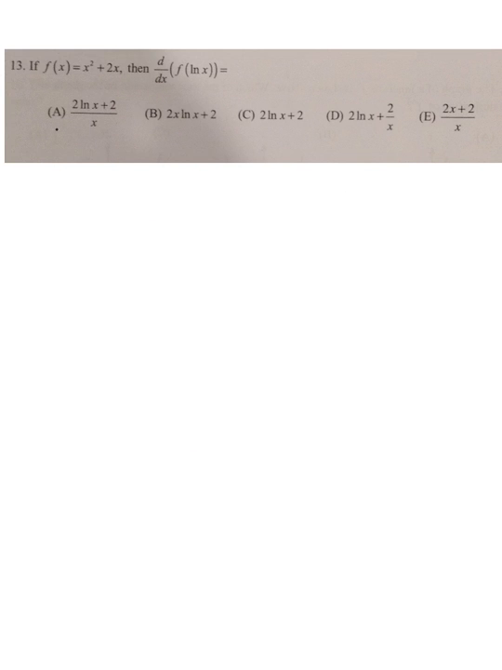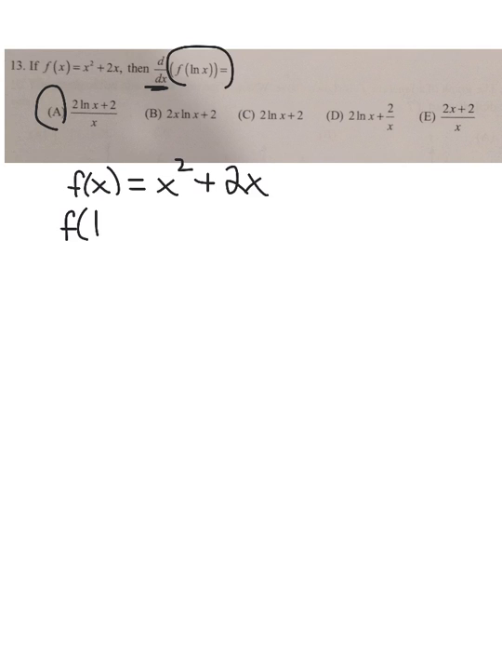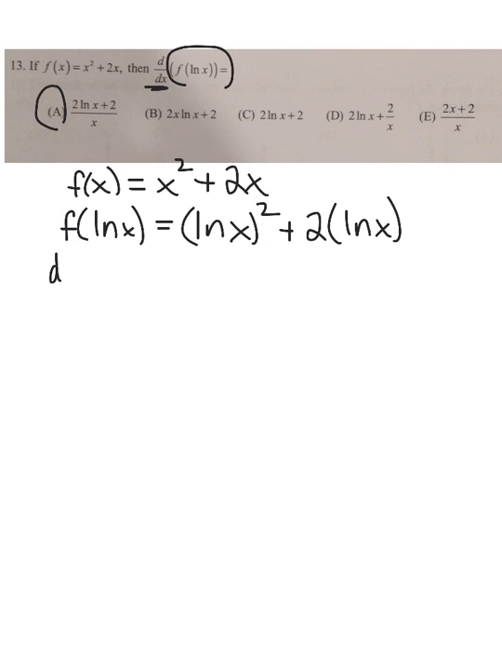All right, so the answer is choice A. So they're giving you the function f of x, right? And they're telling you that it's x squared plus 2x. And then what they're asking you to do, I'm going to just ignore this for right now, and I want to look at this. So then what they're asking me to do is replace x with ln of x. So I'm going to replace all my x's with ln of x, just like this. Okay, I'm just substituting in a value. Good?